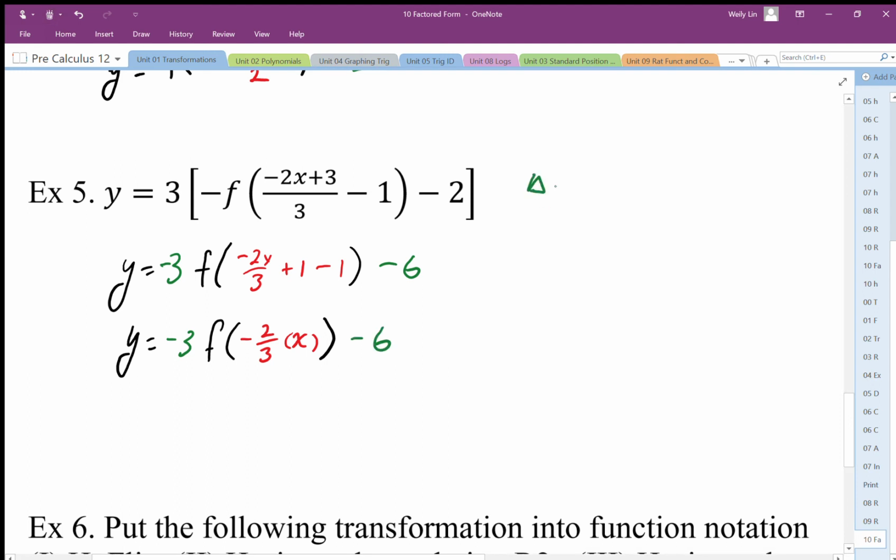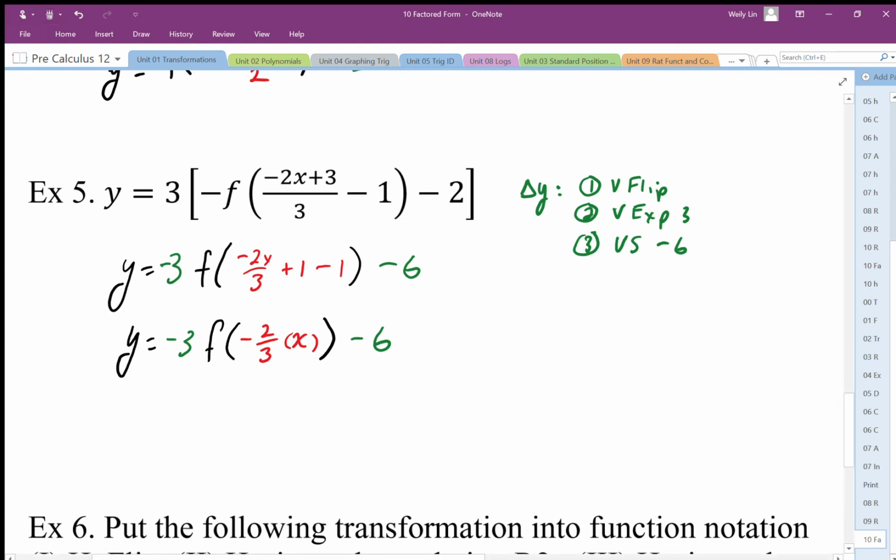So my change in y's, there's more things going on with y's here. My change in y is going to be a vertical flip. It's going to be a vertical expansion by 3. It's going to be a vertical shift down 6. Those are my vertical transformations.